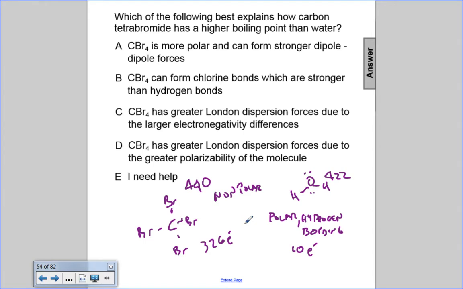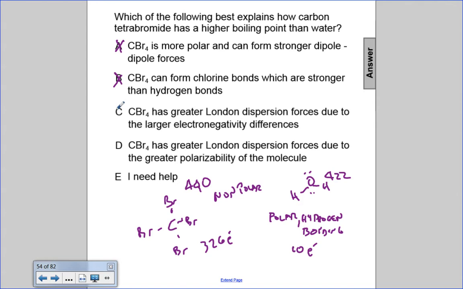Therefore, in looking at our answers, CBr4 is more polar. We know that's wrong because CBr4 is nonpolar. CBr4 can form chlorine bonds. There's no such thing as chlorine bonds, and there's no chlorine in carbon tetrabromide.